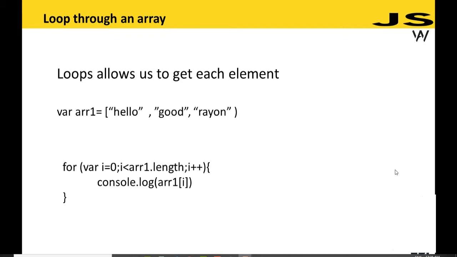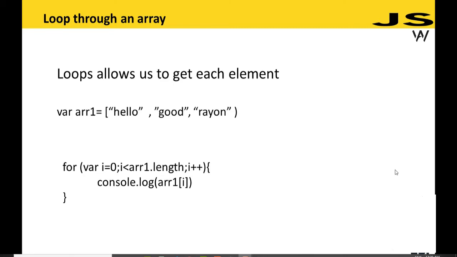So we can use for var i starts from 0. We know the first element will be in position 0, and i will be less than arr1 dot length, because the last element will be before arr1 dot length. For example, in this array, we have 3 elements. I want the loop to go from 0 to 2, because 3 is not less than arr1 dot length. So I want the loop to go from 0 to 2. So we will display for me console log arr1 0.